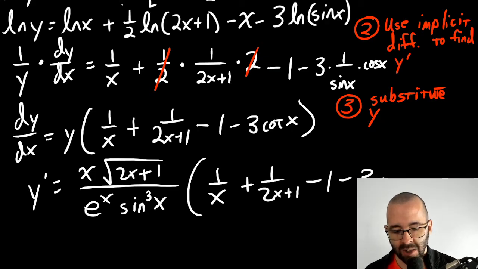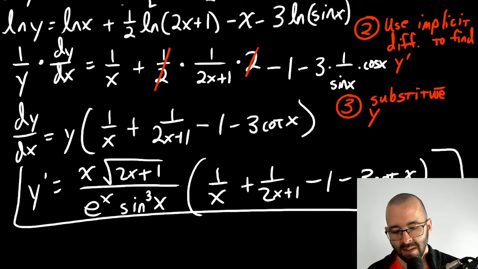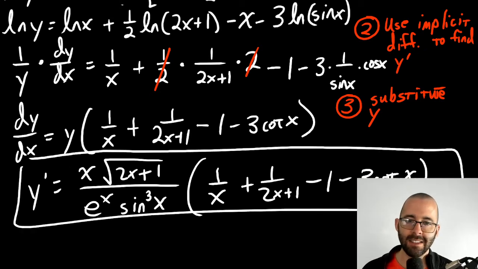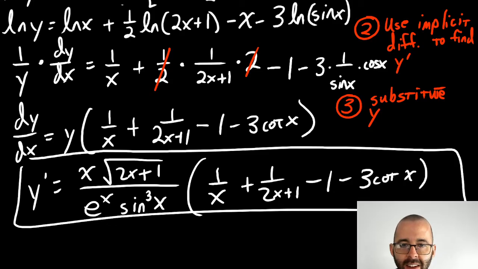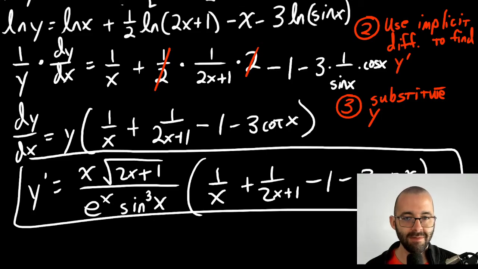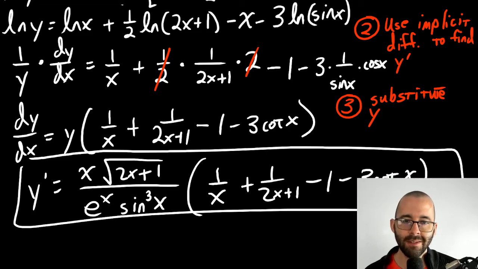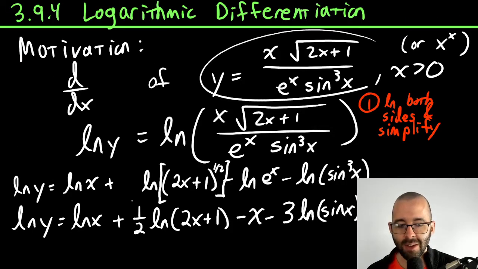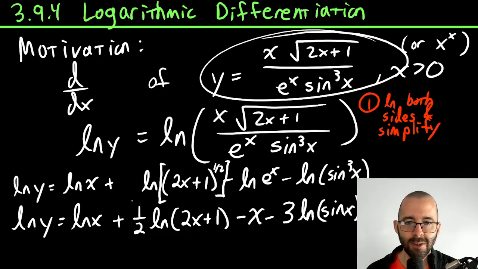And I guarantee that what we just did is way nicer than trying to do it the old-fashioned way. If you're bored, try to do it the old-fashioned way. Try to do this without logarithmic differentiation. Try to find this derivative with the quotient rule and the product rule and the chain rule.